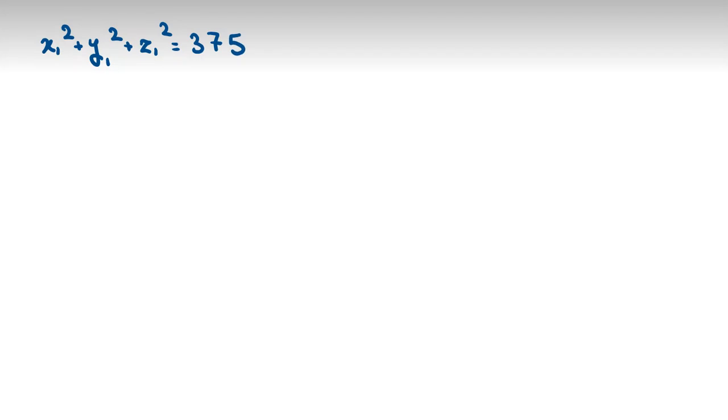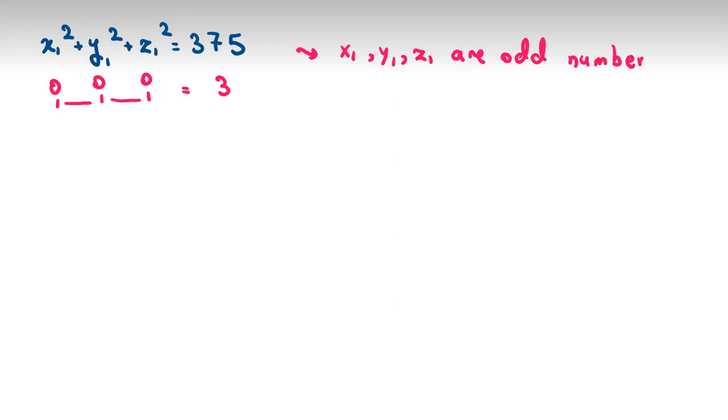Again, we consider the remainder when divided by 4. Each of them can be 0 or 1. The sum should be what? 375. The remainder when divided by 4, you need to only consider 75. The remainder when divided by 4 is 3. So we should take 1, 1, and 1. So x1 squared, y1 squared, and z1 squared should be odd. So we conclude x1, y1, and z1, all of them are odd numbers. Now, let's consider odd perfect squares.